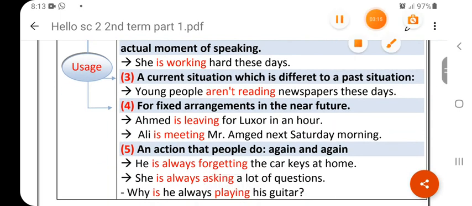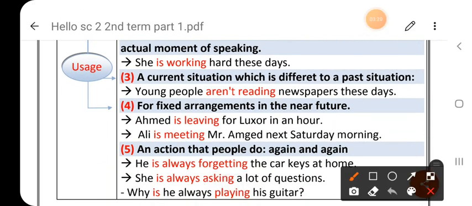Number 3. We use the present continuous also for what? A current situation which is different to a past situation. Like my example here: young people are not reading newspapers these days. Of course, because I have these days here, so I use present continuous, right? But take care of something: here, I'm making a kind of comparison to the past. In the past, people were reading, but in the present now, they are not reading. So you are making a kind of comparison to a past situation.